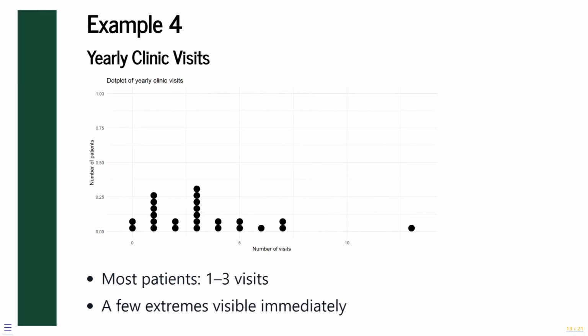Continuing the dental theme, suppose researchers record the number of clinic visits per patient during a year for 25 orthodontic patients. The variable of interest, the number of visits, is a discrete quantitative variable. The dot plot shows that most patients had between 1 and 3 visits, while a few had no visits or as many as 13 visits. Because each dot represents a patient, the plot makes it easy to see both the concentration of values and the less common outcomes.